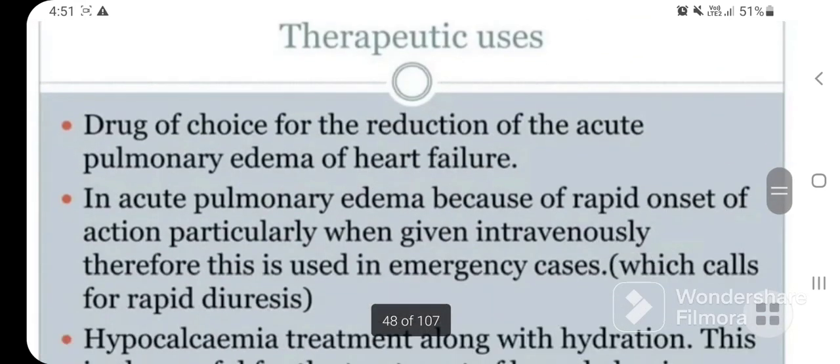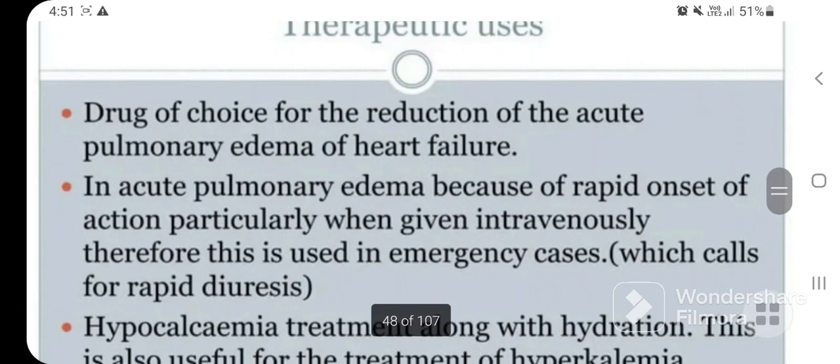Then therapeutic use: a drug of choice for the reduction of acute pulmonary edema of heart failure. In acute pulmonary edema, because of the rapid onset of action, particularly when given intravenously, it is used in emergency cases only. Clear?